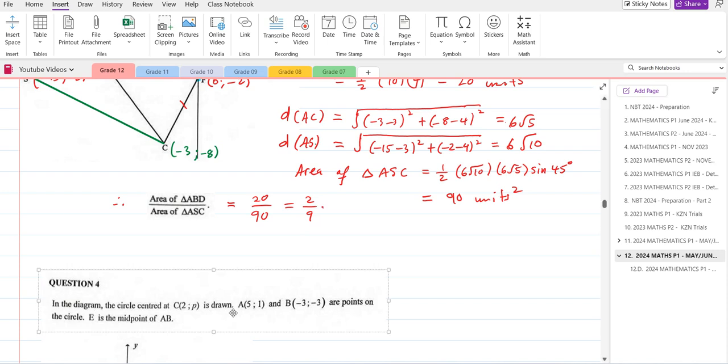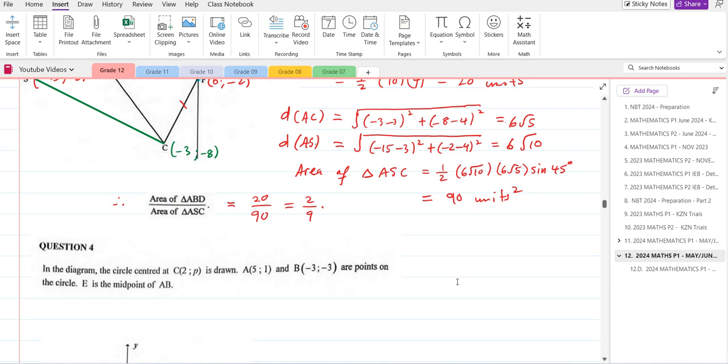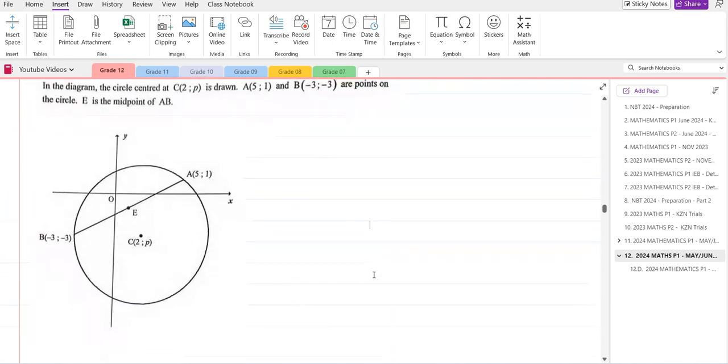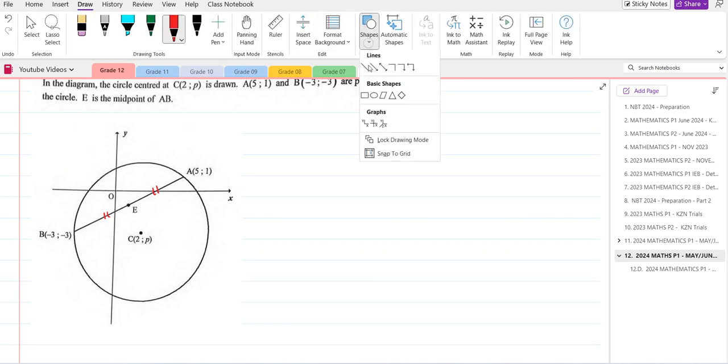Right, let's move on to question number 4. Question number 4 says, in the diagram, the circle centered at C, remember C is a circle center, is drawn. A is 5, 1 and B is minus 3, 3 are points on the circle. E is a midpoint of AB. Now very important, because it's a midpoint, those two lines are equal. Now that's a circle center. So if you draw a line from the center of the circle to the midpoint of a chord, remember that is perpendicular. So very nice circle theorems there, right?